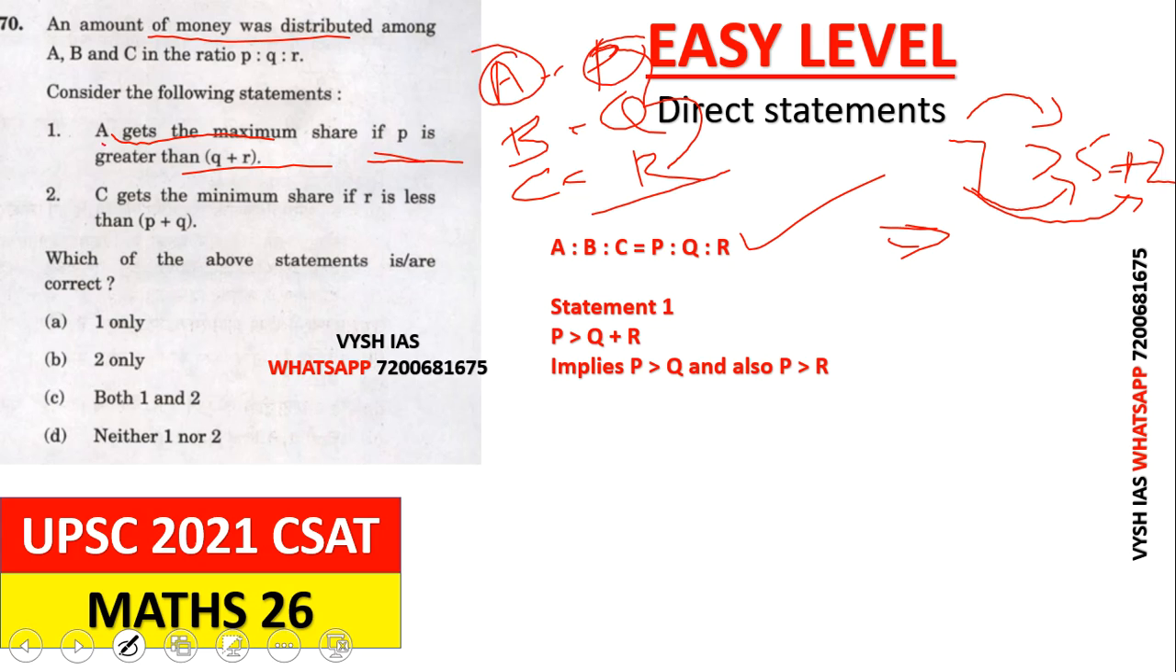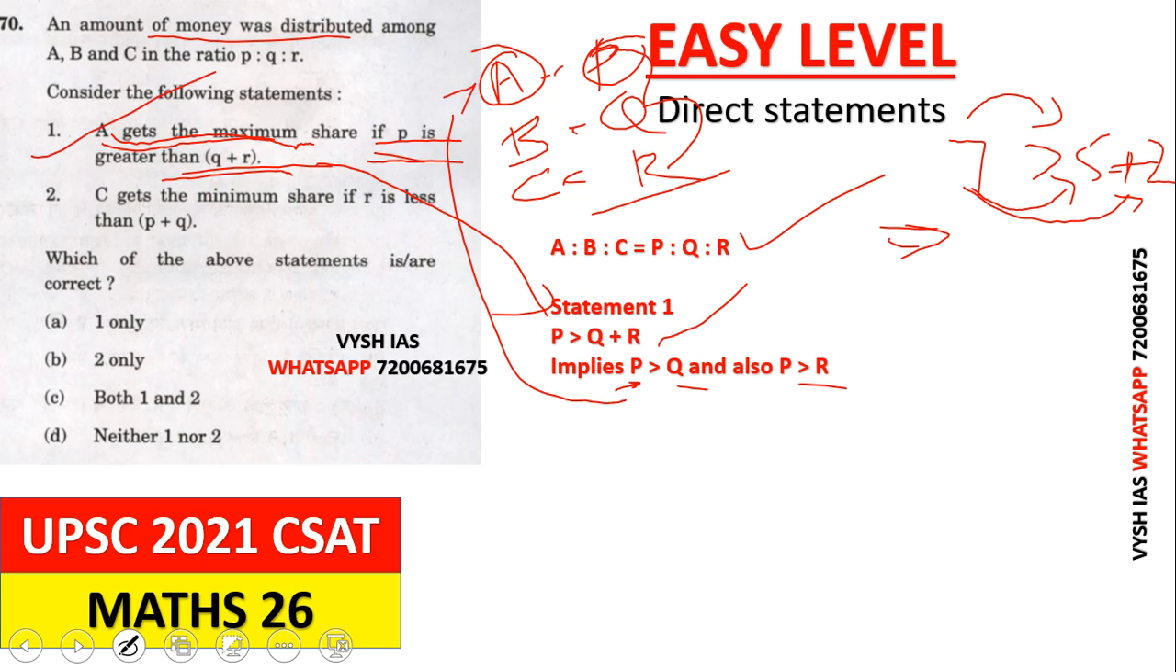That's what they're asking. A gets the maximum share if P is greater than Q plus R. A condition they're asking. So I have proved it. If this is the condition, that means P is individually greater than Q and R. That means P is the biggest number. That means A who got P has the highest share. Solved. So first is correct. Now second one. Statement 2.